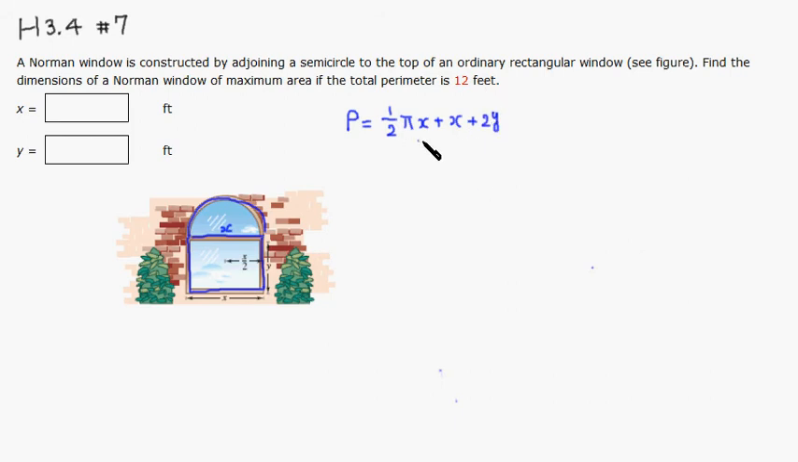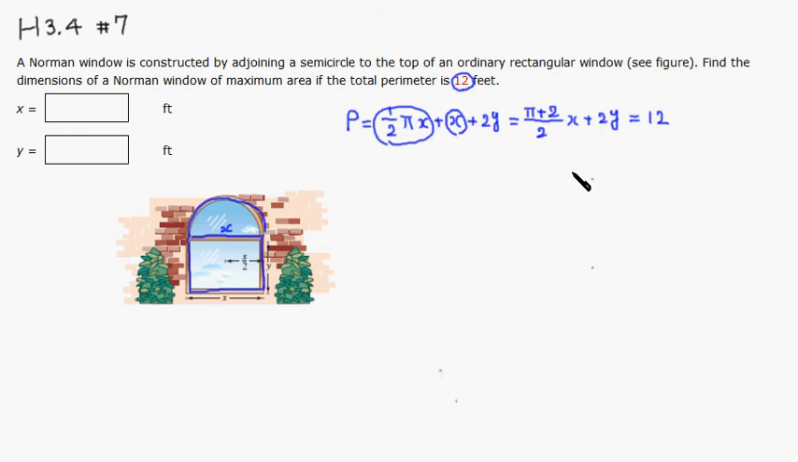By combining the first two terms, we can write it as pi over 2 plus 1. But 1 is 2 over 2, so it's (pi plus 2) over 2 times x, plus 2y. And this is supposed to be 12, because 12 is given here.